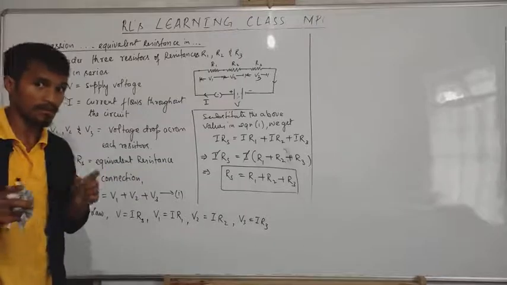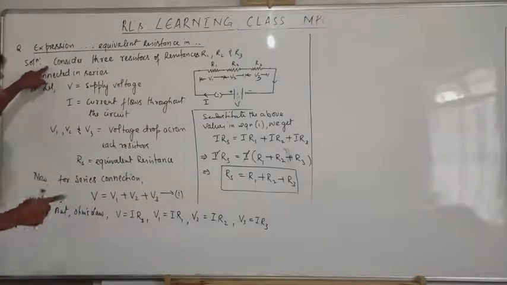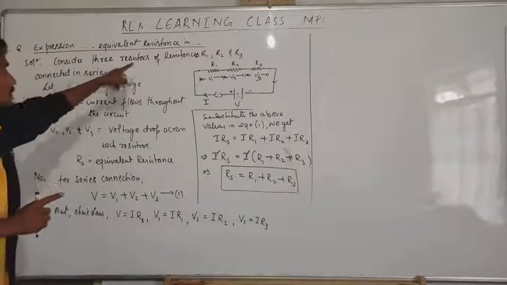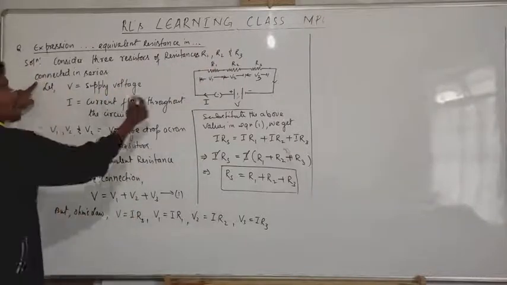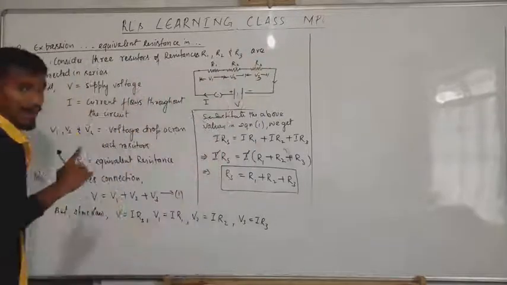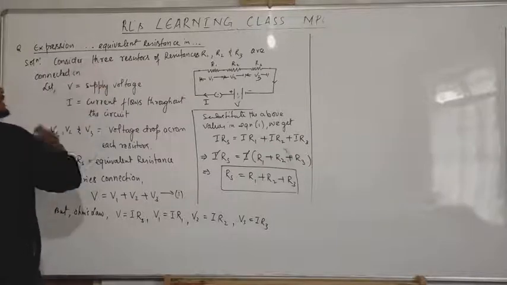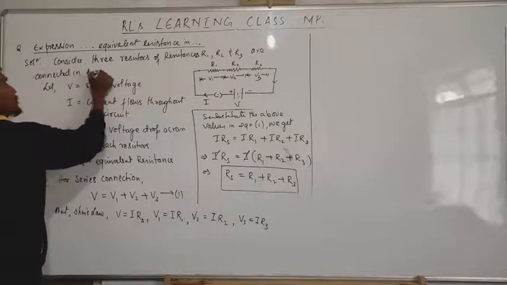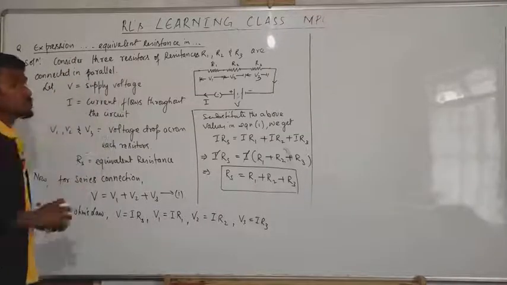Now the question is changing, in parallel and here in series. Then I'll do it like this. Consider three resistors of resistance R1, R2, and R3 are connected in parallel. Okay, I forgot to put this in that part. Now change to parallel.